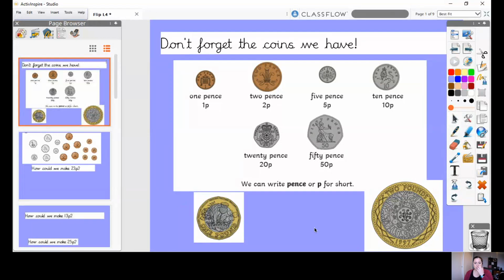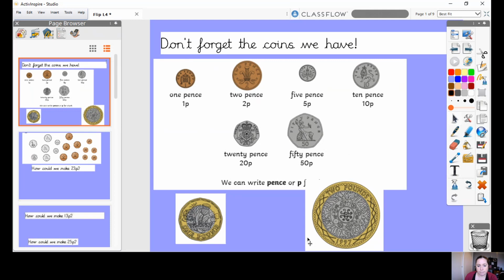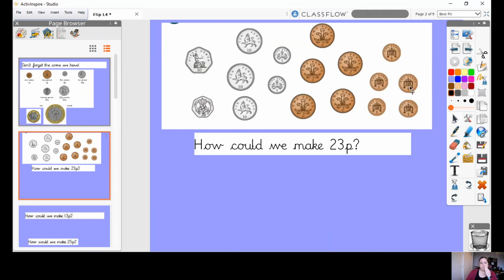Let's just start off by reminding ourselves of the coins that we have in this country. So we've only got a 1p, a 2p, 5p, a 10p, a 20p and a 50p. And you can see, as we spoke about last week, that they come in sort of twos. We've also got the pound and the £2. So today we're going to be making lots of different amounts using coins.